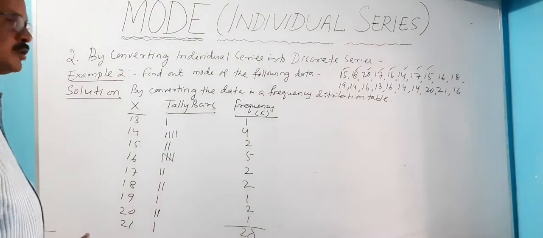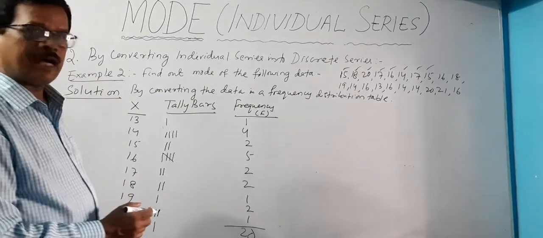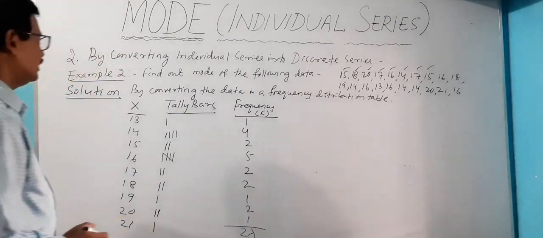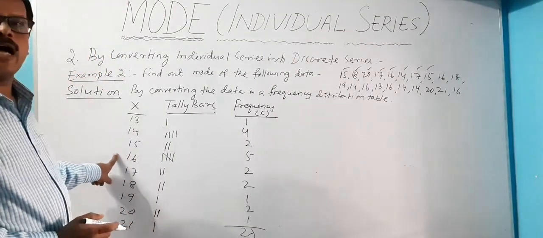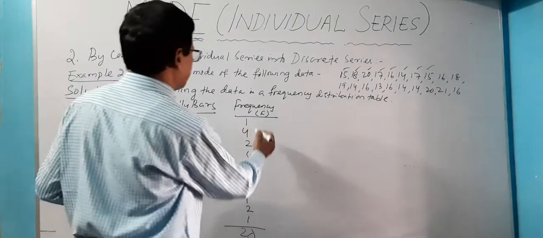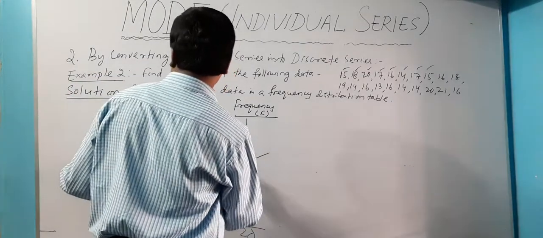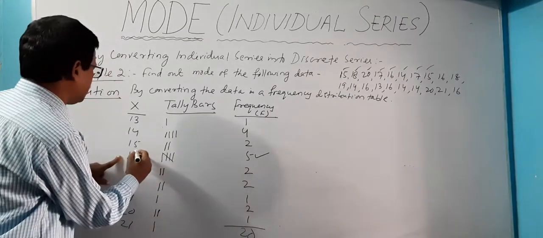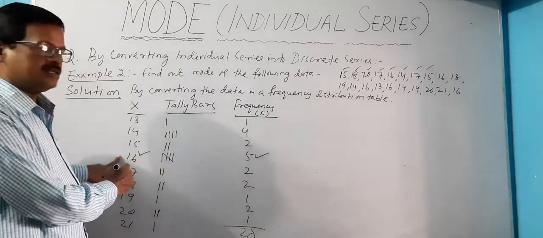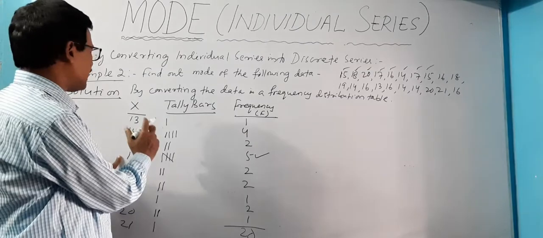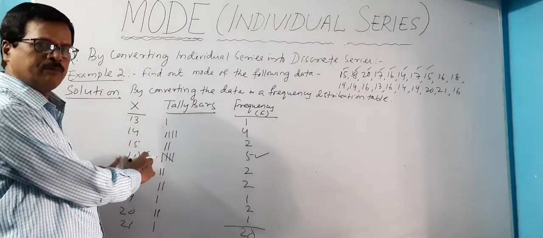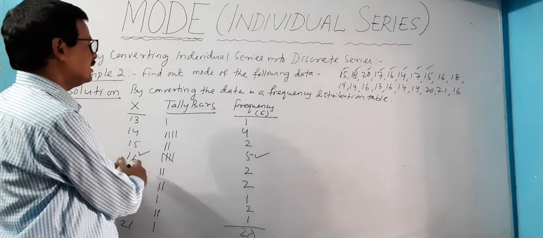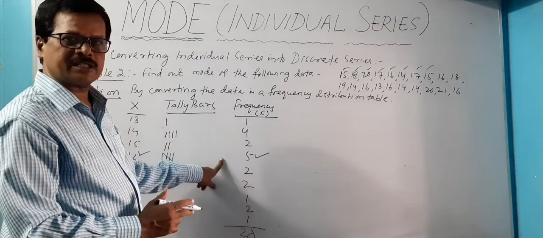Right. So, see here, the item with the highest frequency. Which one is the highest frequency? 5 is the highest frequency. It corresponds to which value? 16. So, 16 occurs the maximum number of times in comparison to others. 16 has the highest frequency in this data.